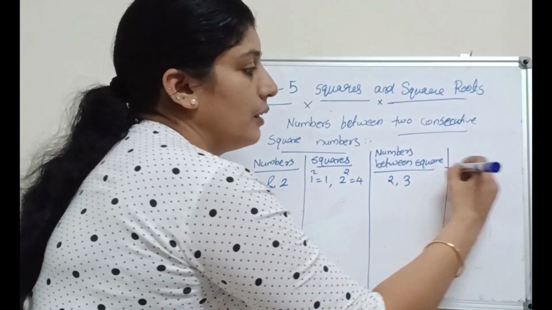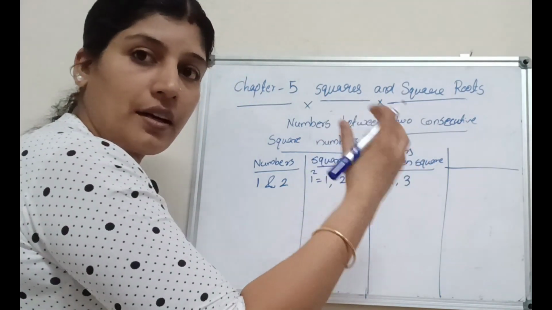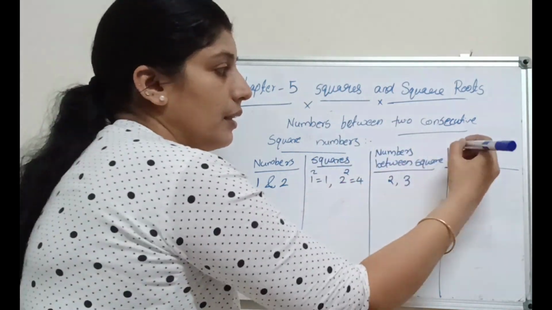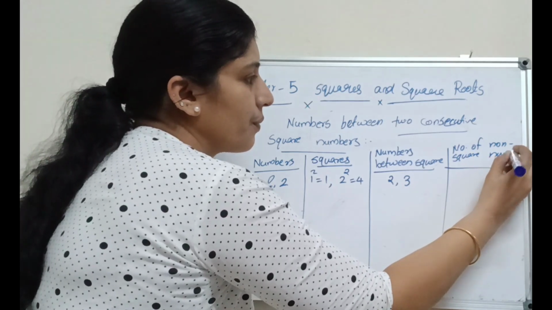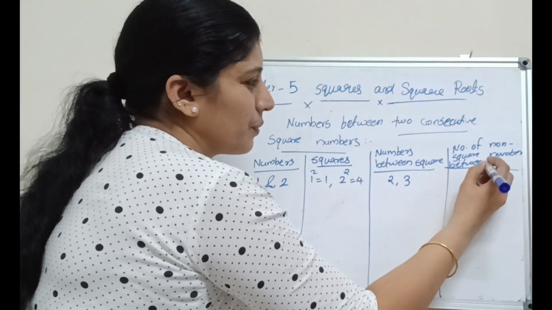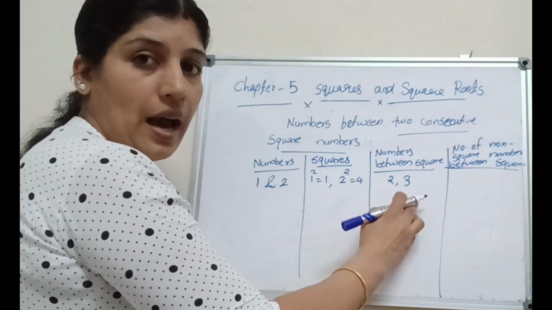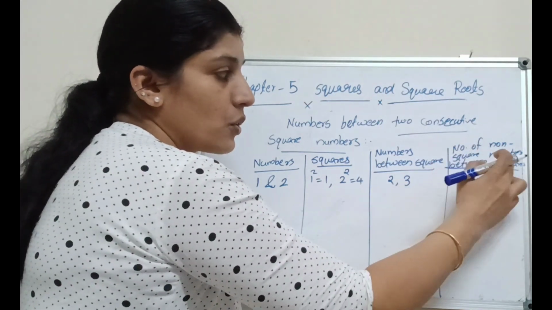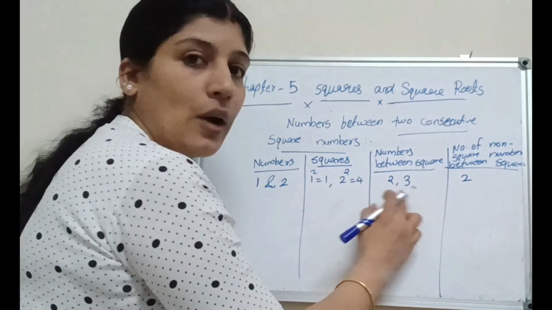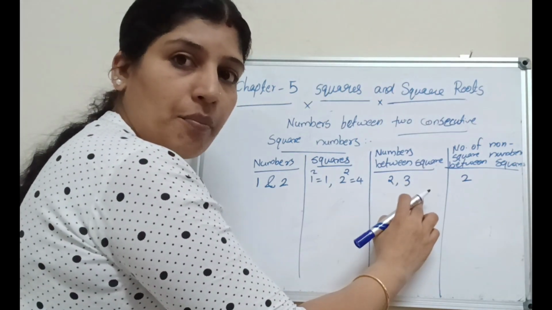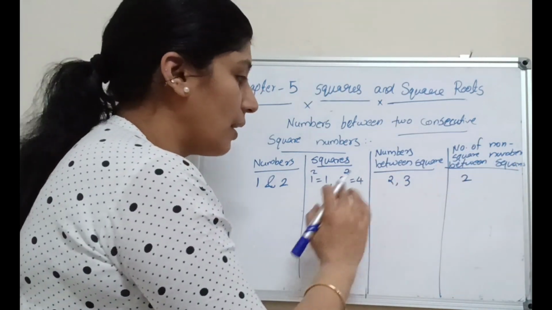Next, we can consider the number of non-square numbers between the squares. How many non-square numbers lie between these squares? Here, the numbers between the squares are 2 and 3. Therefore, the number of non-square numbers between the squares 1 and 4 is 2. That means 2 and 3 are not perfect squares. Therefore, the number of non-square numbers between the squares is 2.